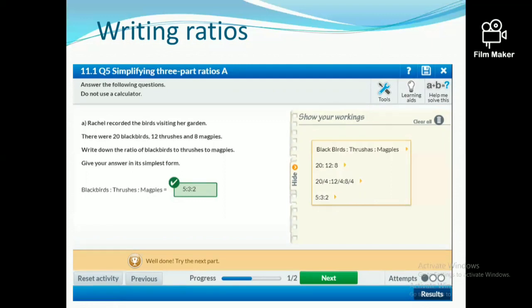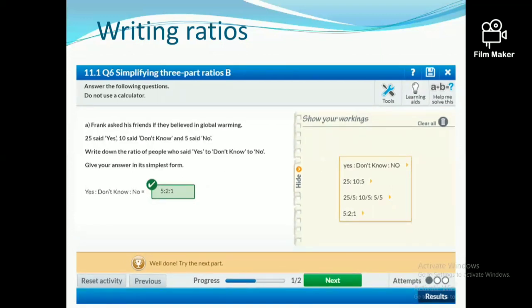Okay, let's go to the next question. Frank asked his friends if they believe in global warming. 25 say yes, so the yes option is 25. 10 say don't know, so the don't know option is 10. And 5 said no. Now we are writing the simplest ratio: 25, 10 and 5. You can divide all the numbers by 5. 25 divided by 5 is 5, 10 divided by 5 is 2, and 5 divided by 5 is 1. So the ratio is 5 to 2 to 1. Hopefully you can understand this.